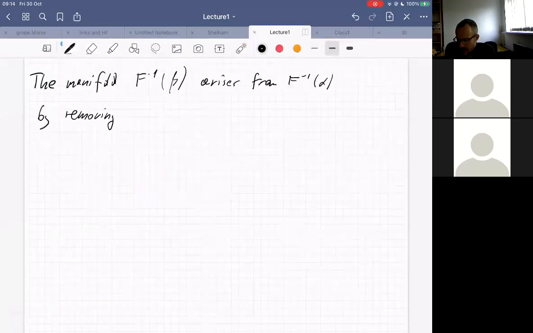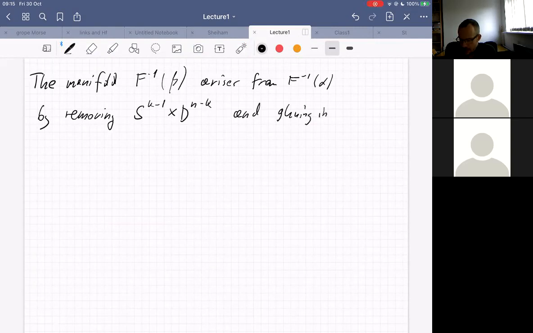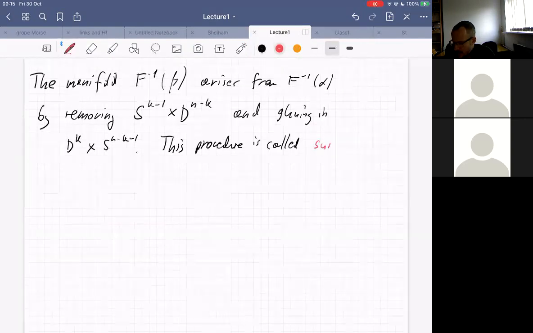By removing S^{k-1} cross D^{n-k} and gluing in D^k cross S^{n-k-1}. This procedure is like a surgery on f inverse of alpha.